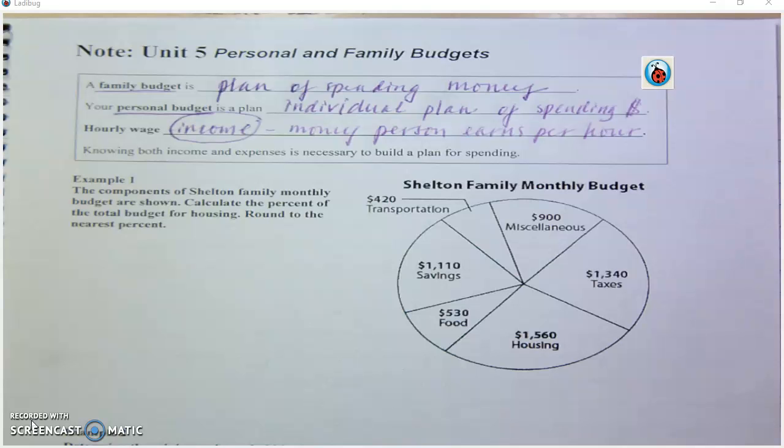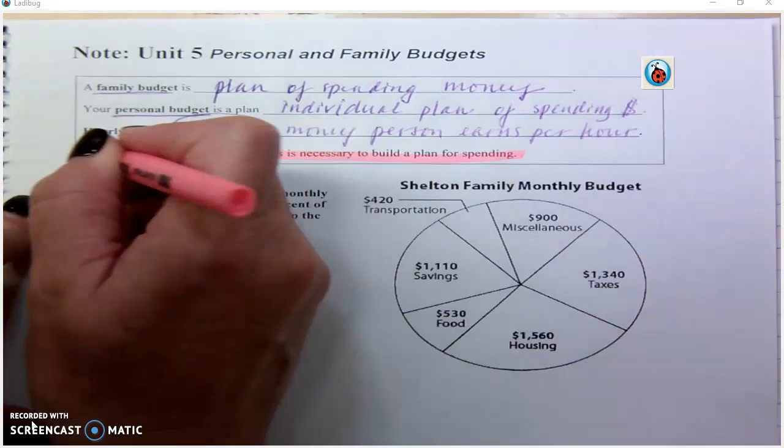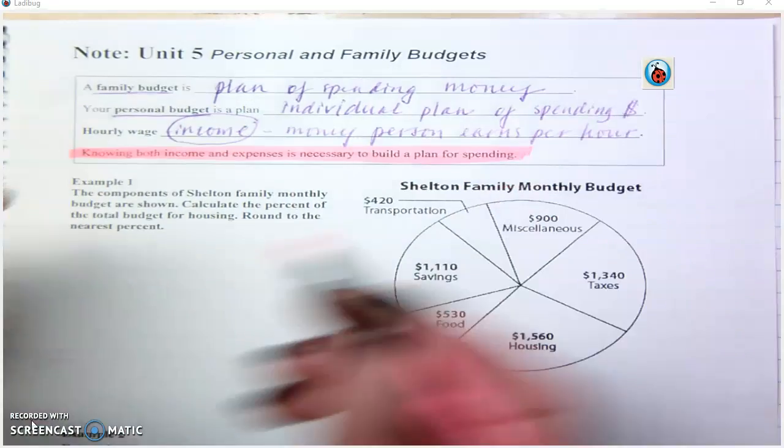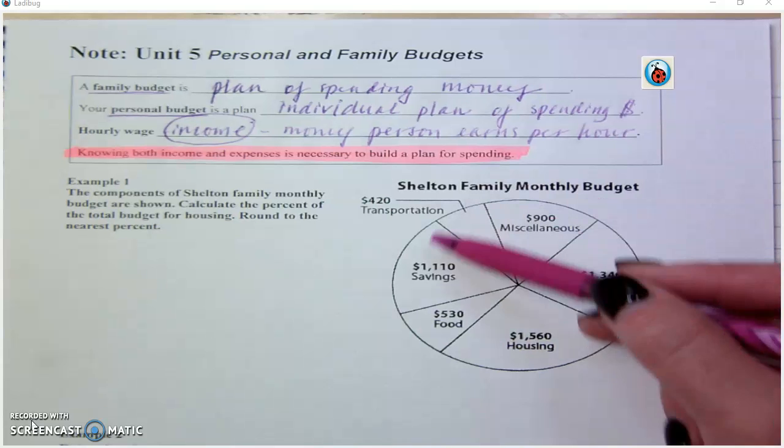So it's really important, guys. I'm going to go ahead and highlight this next statement. It says, knowing both income and expenses is necessary to build a plan for spending. This is really, really important, guys. Your plan for spending tells you what you can afford to buy. Can you set the goals of spending? If you want to have a vacation, do you have money to do that? If you have medical bills, do you have money to do that? And so on.